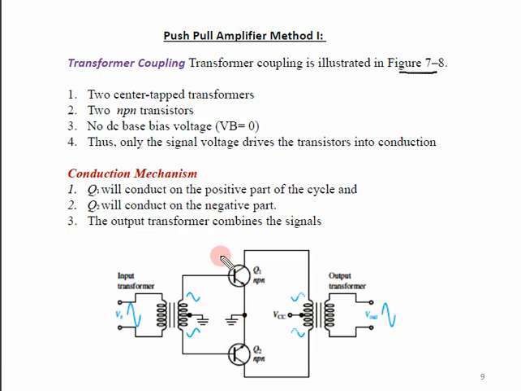So remember, this is one class B amplifier, and this is another class B amplifier. Now they are combined in this fashion. If you see over here, we have two center tap transformers. One transformer is at the input. This is known as a center tap transformer. The center of the secondary winding is what is grounded.